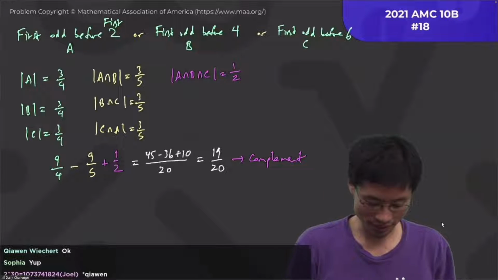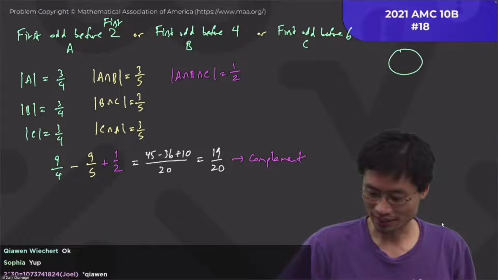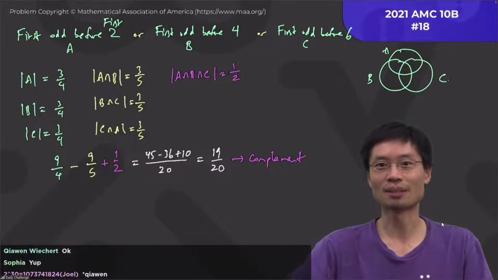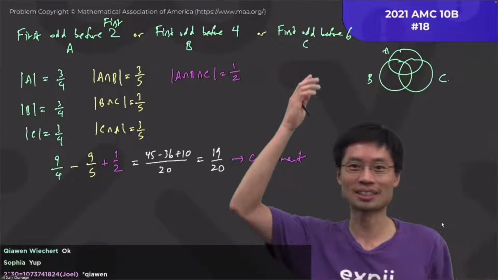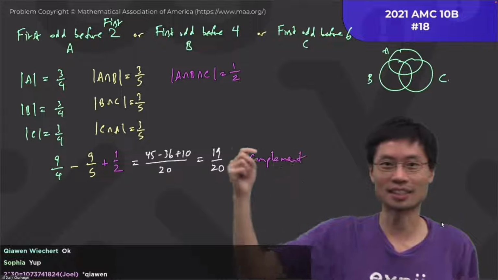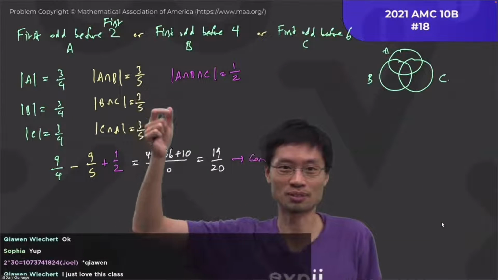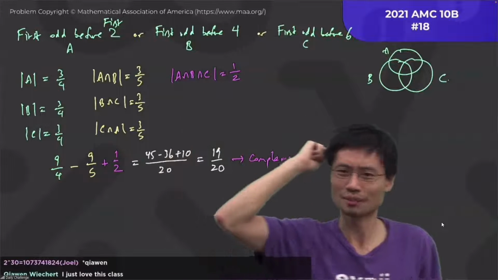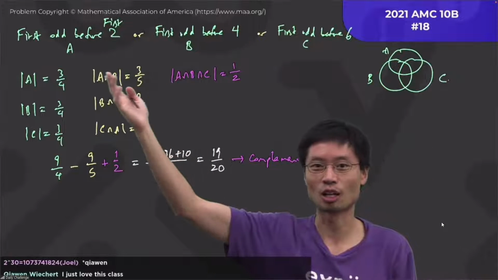Now, if I think of this A, B, and C, this is like some kind of a Venn diagram. I've got the A, I've got the B, I've got the C, and I want to know what's not in it. I basically want to exclude, I want to know what's outside. Because what's outside is that the first odd doesn't come before the first two, and the first odd doesn't come before the first four. Does that make sense? This is the exact opposite of what you want.